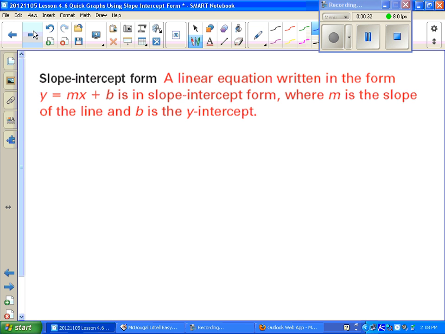Slope-intercept form is a linear equation written in the form y equals mx plus b, where m is the slope of the line and b is the y-intercept. We can take that a little bit further and actually identify everything in that equation. Y equals mx plus b. The first two most notable things are what they mentioned in the definition, m and b. That's your slope and your y-intercept.